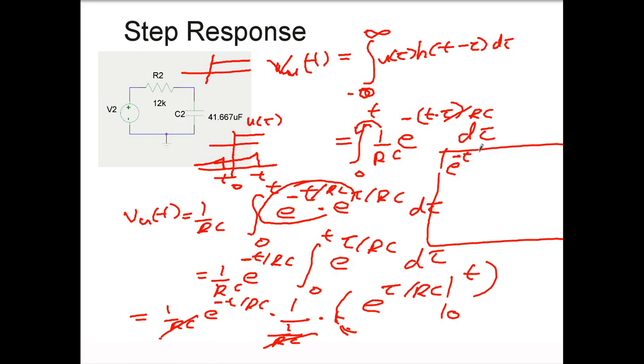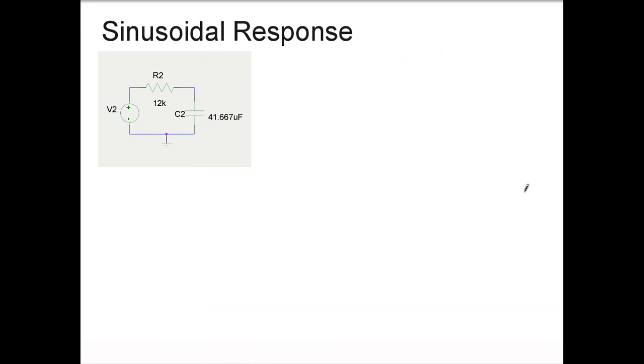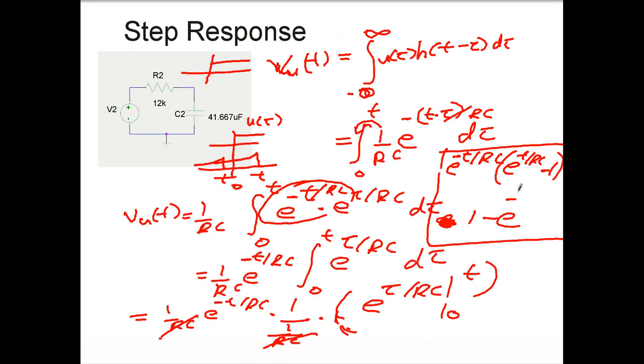If I do the math, this is just algebra, you'd get e raised to minus t by RC multiplied by e raised to t by RC minus 1. If I substitute the limits and take this e raised to minus t by RC term inside, I would get 1 minus e raised to minus t over RC. And this is my step response, and it's nothing new.